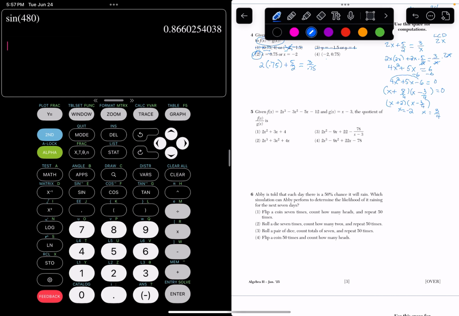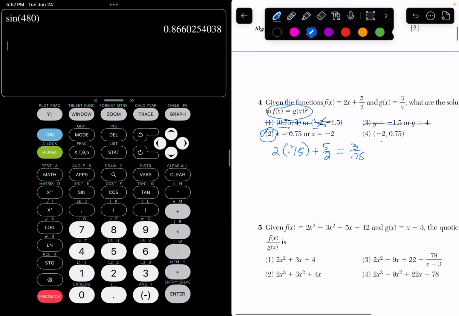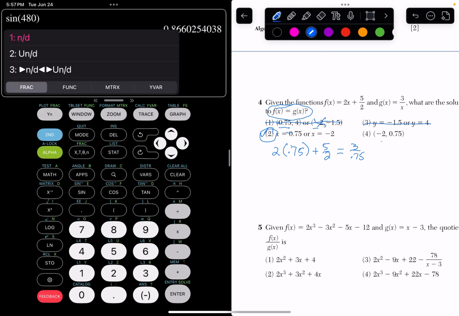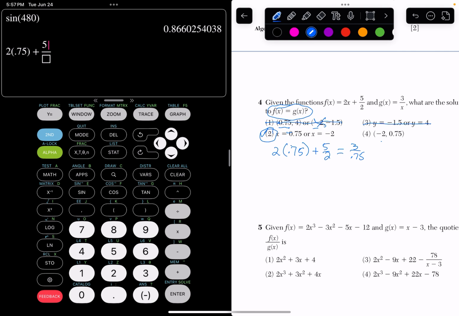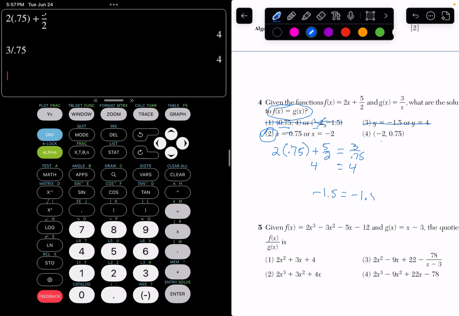Right, because I did it earlier, right? If you're worried about the fractions, put it in just the way you see it. 2 times 0.75 plus, give me the fraction here, 5 over 2. Hit enter. You get 4 on this side. And what's 3 divided by 0.75? It is equal to 4. So that works. And if you plug in the negative 2, you'll get negative 1.5 is equal to negative 1.5.